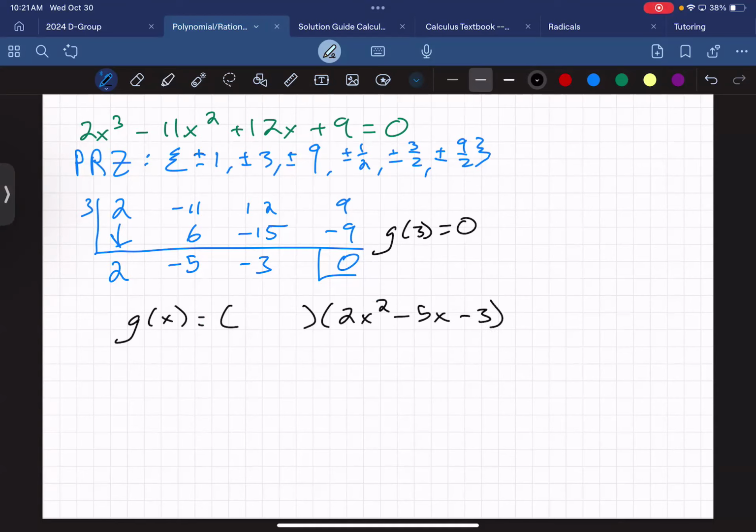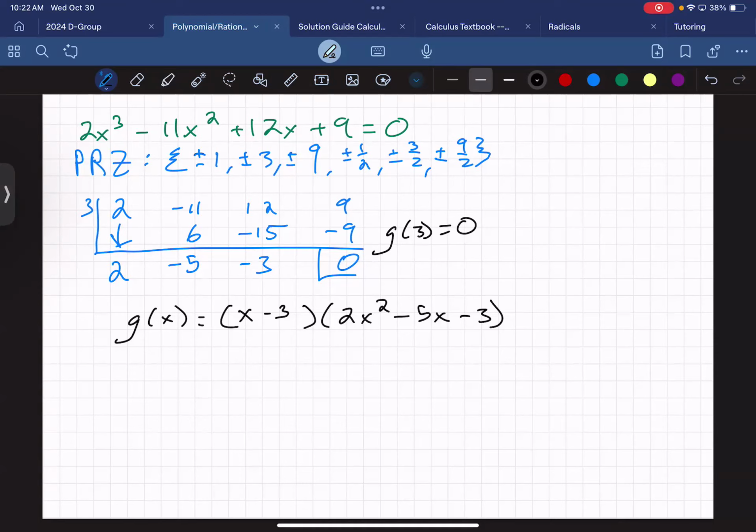All right, so that's my quotient. That's where the 2, the negative 5, and negative 3 come in. It went from x cubed down to x squared, and then x squared, x, and constant term is what we have from there. What do I put for the factor since 3 worked? X minus 3. We have to remember to change the sign, right? Because the whole idea there is, hey, 3 minus 3 gives us 0, right?